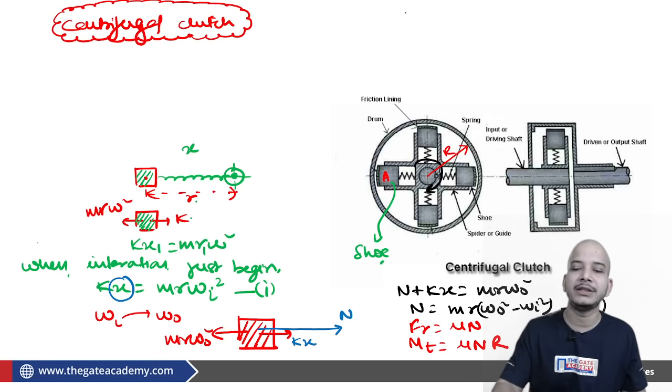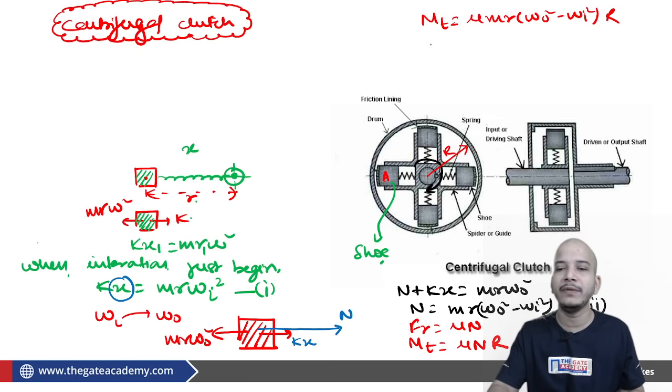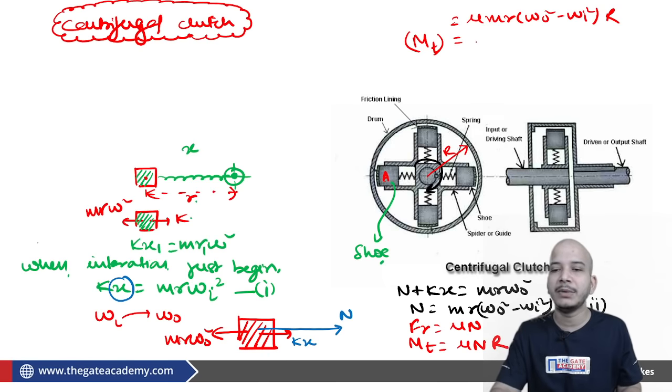If we substitute each and everything from here, this Mt will come out to be mu into m into r omega o square minus omega I square into R. From here, this was defined only for a single block. So you can say that the overall total amount of torque which we are getting from the arrangement is mu into m into r into omega o square minus omega I square into R into N. N is the total number of blocks.